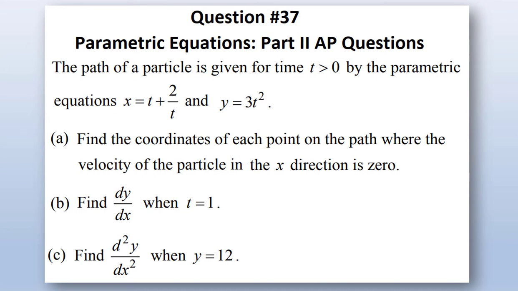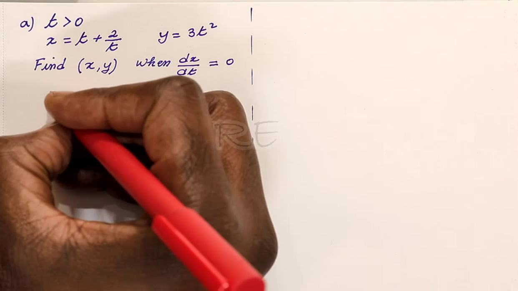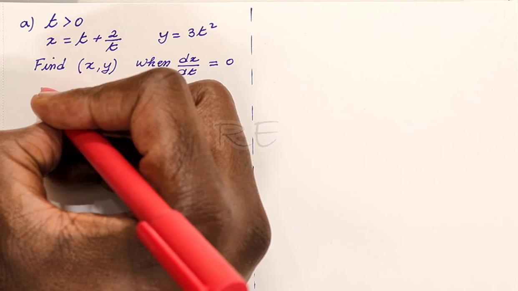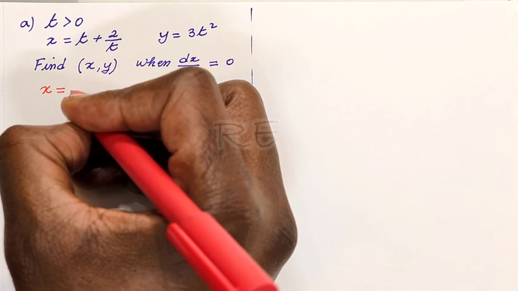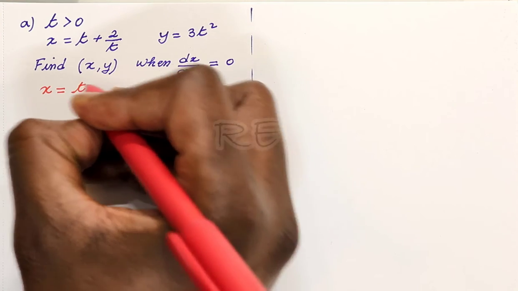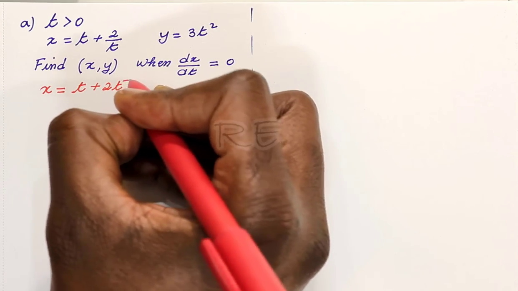For t greater than 0, the path of a particle is determined by the parametric equation x is equal to t plus 2 over t and y is equal to 3t squared.